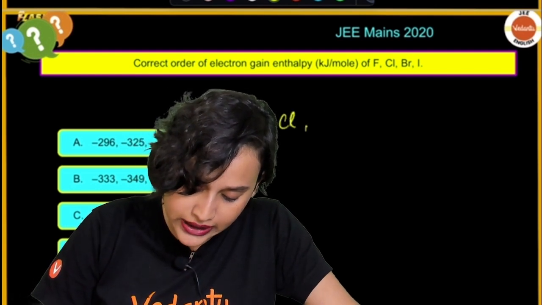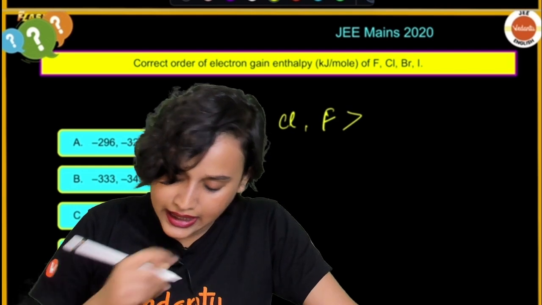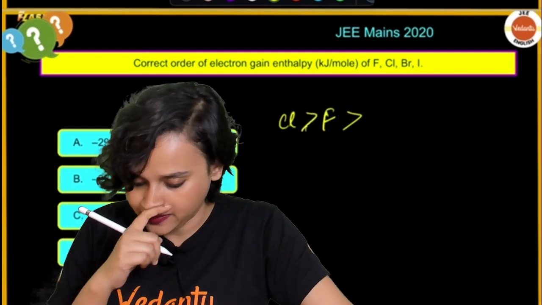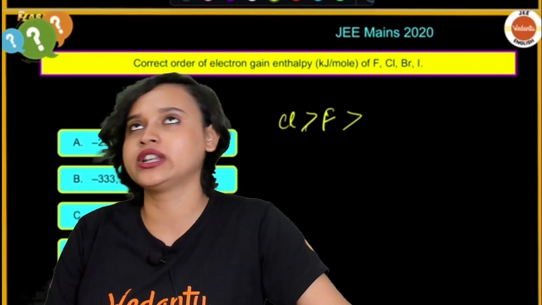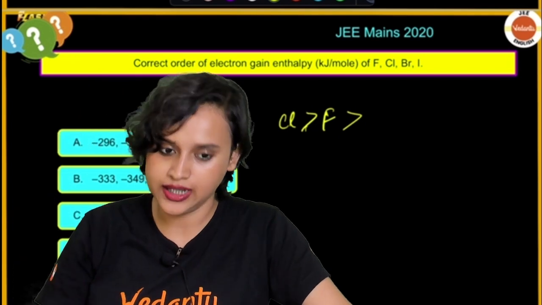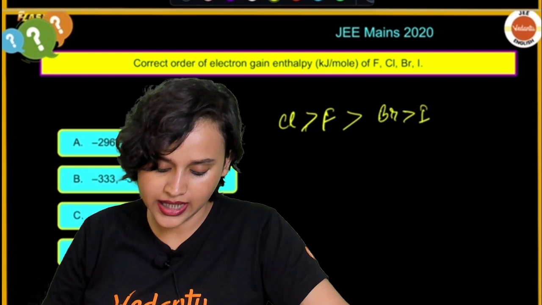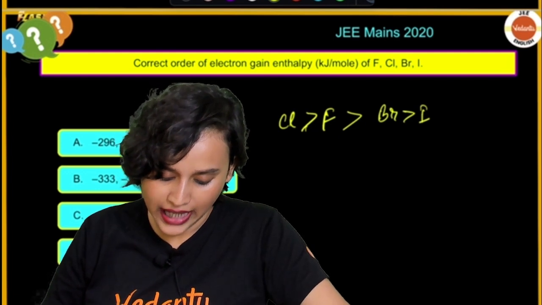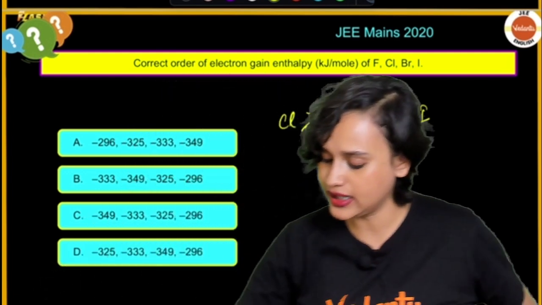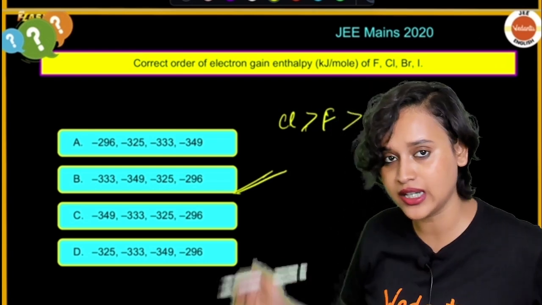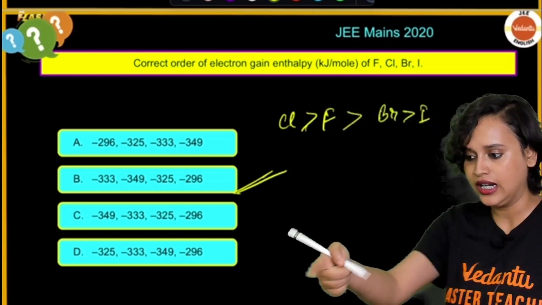So it will be chlorine, then it will be fluorine, then I think it will be bromine, and then it will be iodine, right? Fluorine, chlorine, bromine, iodine, isn't it? So yes, it will be bromine, and then finally it will be iodine. Yes. So that means that I think it is option B.